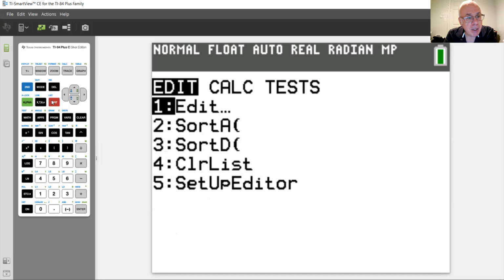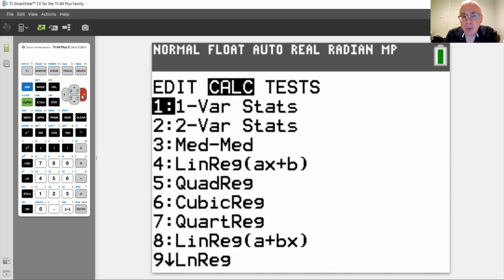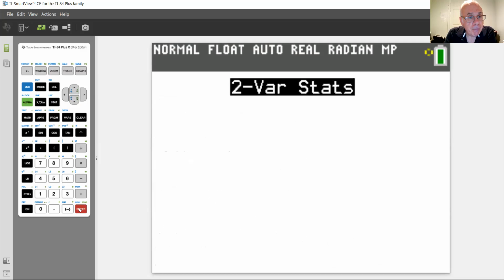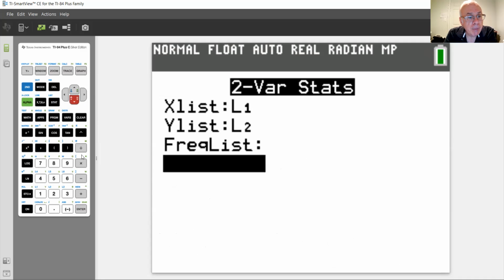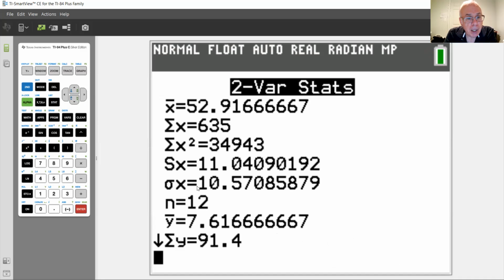We're going to go back to stat, and we're going to scroll over and notice that we do have a choice number 2 here, which is called 2 variable statistics. So this might be useful in this case, since it will give us both the x and the y statistics. So let's actually choose that. We're going to scroll down and choose 2. Hit enter. Once again, the x list we know is in L1, the y list is in L2. And we'll just scroll down, hit enter. And notice it gives us statistics both for the x and the y.